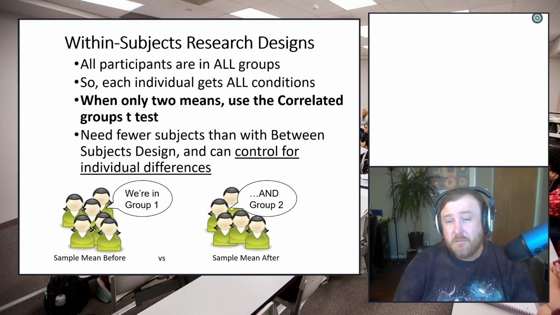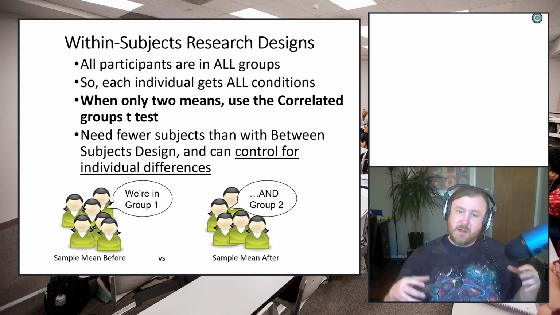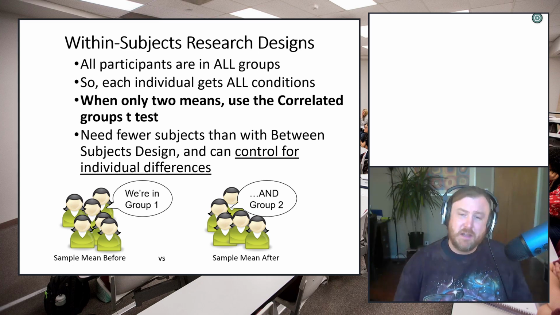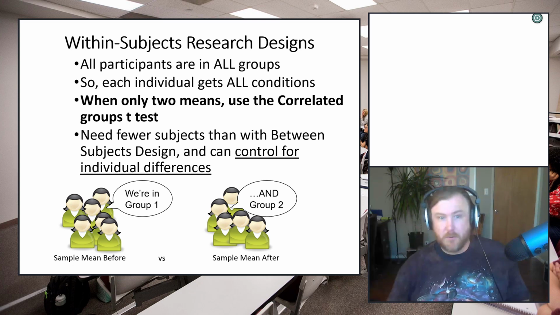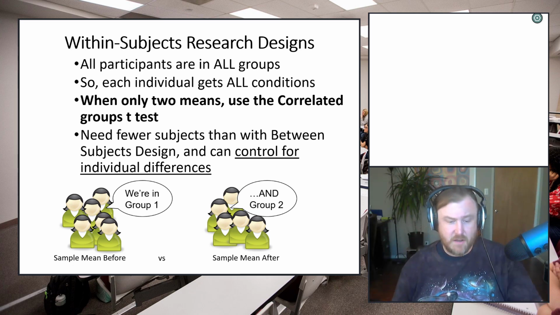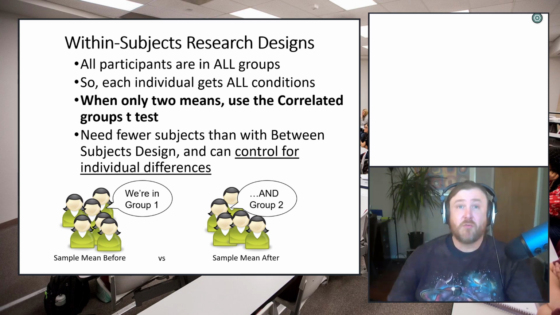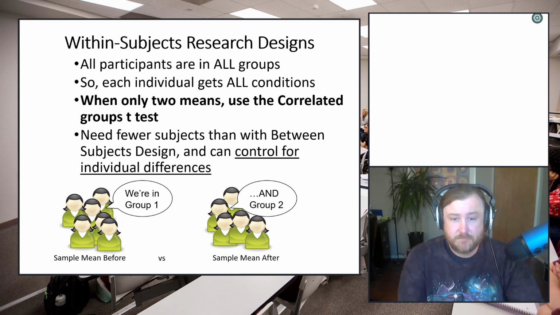Now, one advantage of using a within subjects research design is that you have more statistical power, and you need fewer people in your sample to test the same effect that you would with a between subjects design. And the reason for this is because, in essence, people serve as their own controls and wash out the effect of individual differences. For example, a tall person before is going to be the same tall person after, right? So we don't really need to rely as much on random assignment in this situation.